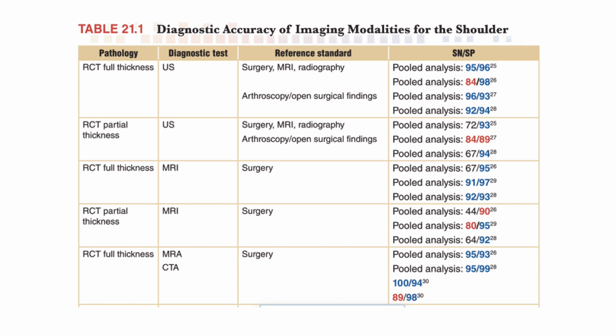Look at the sensitivity and specificity numbers. Some of them are okay. Some of them are just flat out not very good. I'll be perfectly honest with you. Even for a full thickness rotator cuff tear, when the diagnostic test was an MRA or a CT, still we only had 95%. That means that 5% went undetected. That's not real good. So just remember that reference standard is always going to be literally getting a full and direct view of that structure.